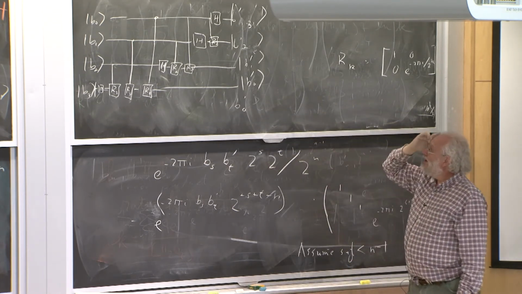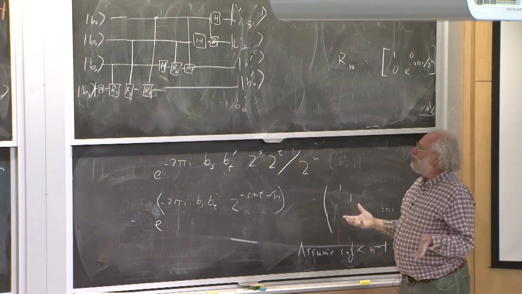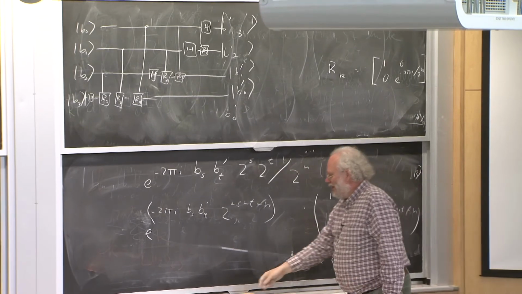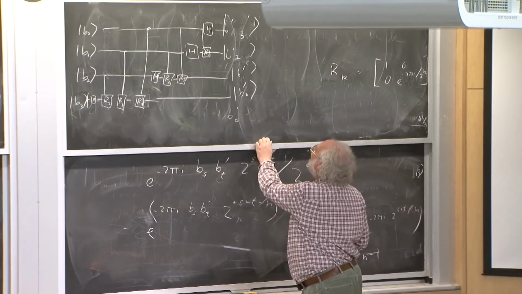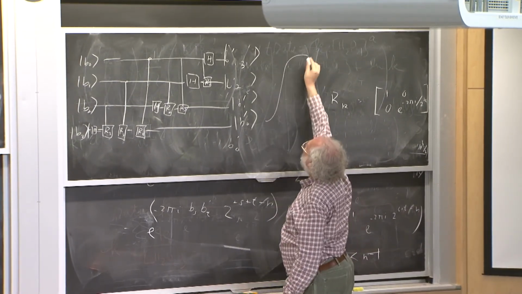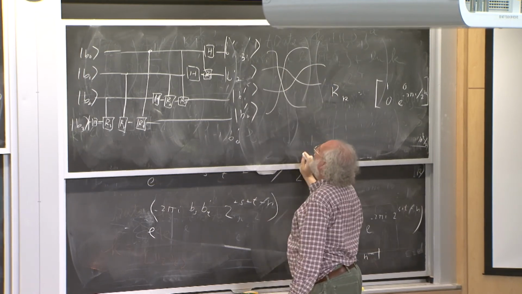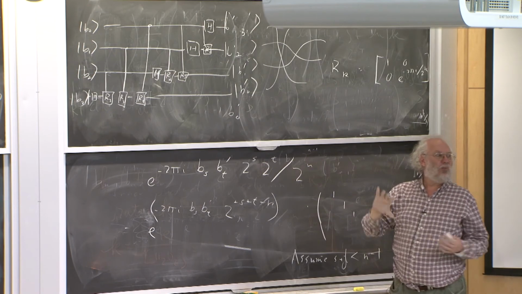So this circuit does a 4-qubit Fourier transform. And of course, at the very end, you have to swap them to get the bits in the right order.